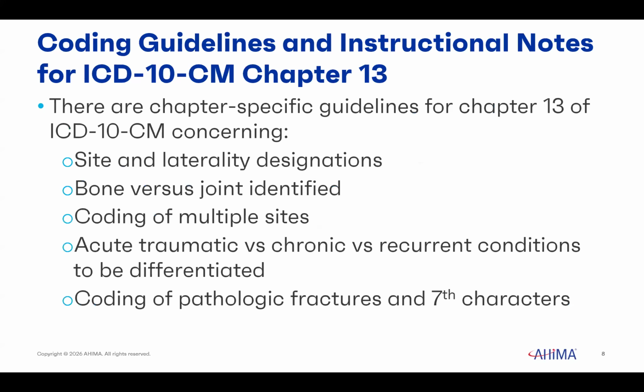And the coding guidelines for this chapter reinforce the importance of identifying the exact site that's affected, whether it's bone or joint, as well as whether there are multiple sites involved. And you can see this with osteoarthritis. If you think about it, it's very common for somebody to have osteoarthritis in the knee and other sites. You'll need to also know if their condition is acute, chronic, or recurring. Pathologic fractures in particular need very careful reading. And again, there are seventh characters, which we'll get into how these apply in just a little bit.